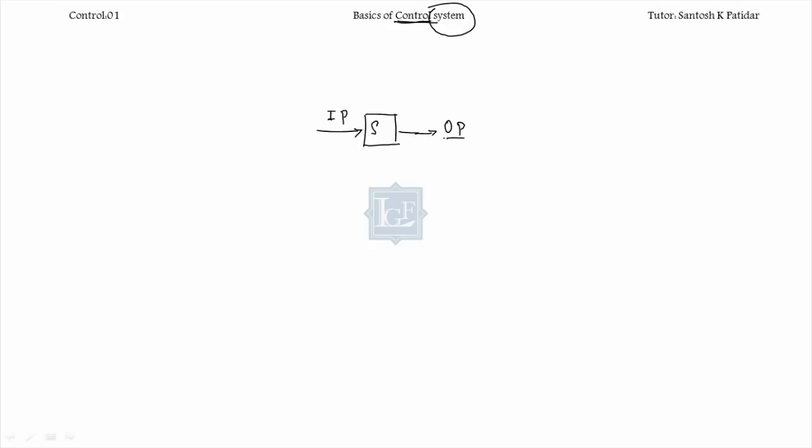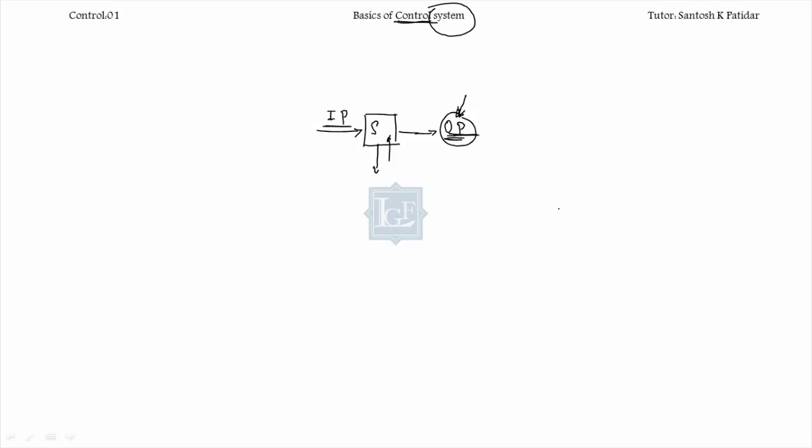What will be the condition for the output? The output should be such that it fulfills your requirement, whatever desired value is there should be fulfilled by the system or not. So how will you manage this? You are applying some input to the system, you want some desired value of the output. How will you do that? By applying the control system.